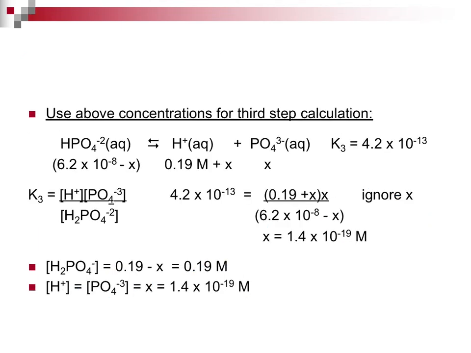We can also go and do the third step calculation. And again, in the old days, we did all of this math. We did not sacrifice anything. This is our K3 for this third step. This is our equilibrium line. This is the K expression. And here we set up the math. And once again, we are going to ignore X and come up with an extremely small concentration for our trianion.